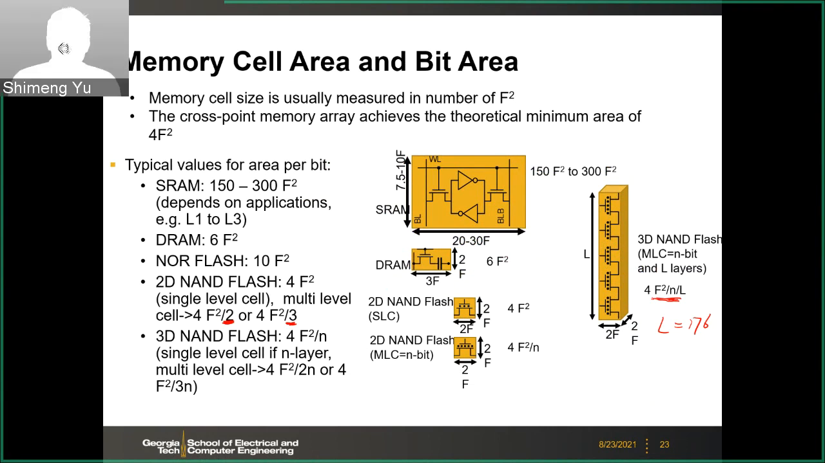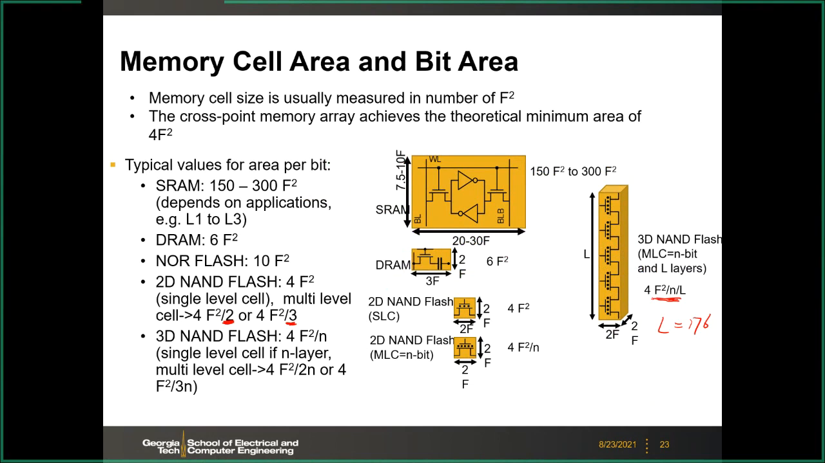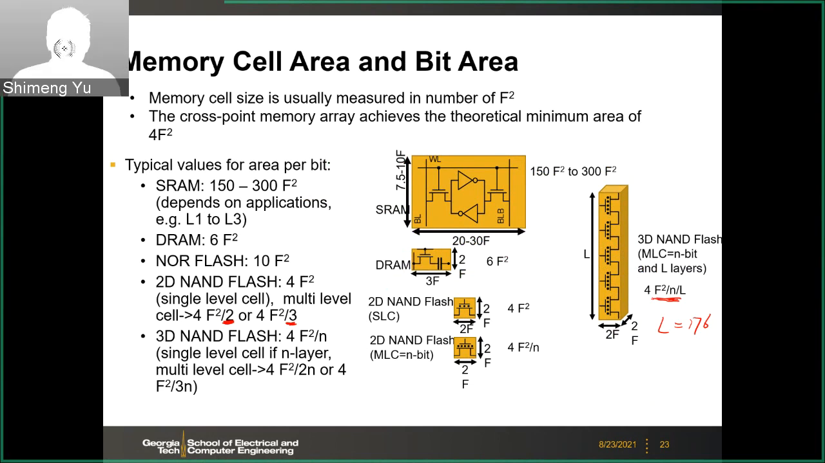So what's the question? 4F squared divided by N divided by L. L is the number of layers. What's your question? N equals to L, I mean? So I didn't get your question.